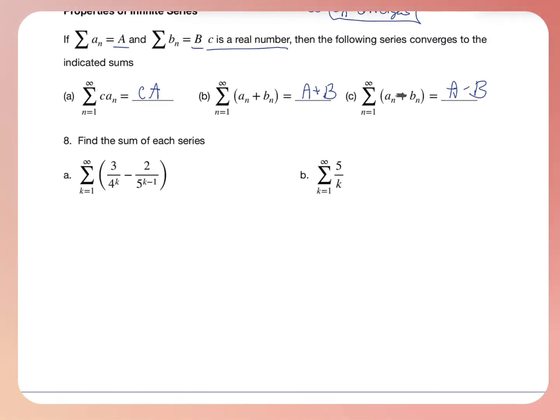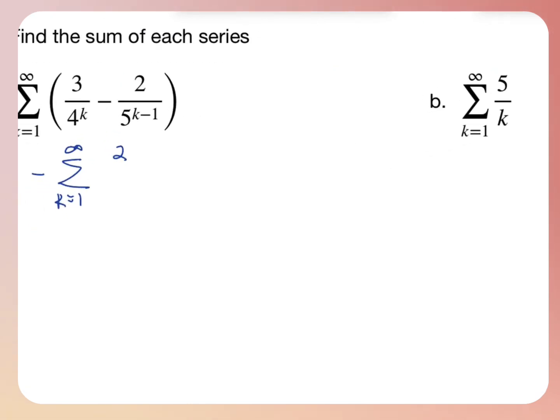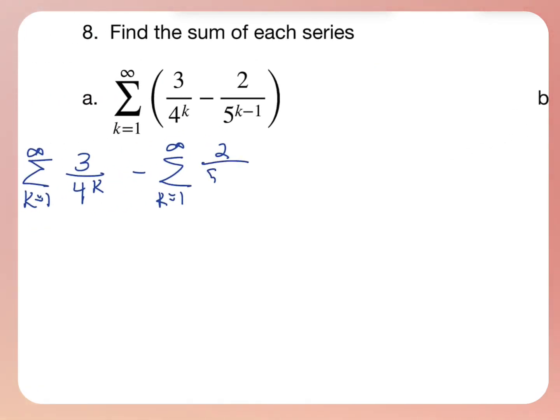So if I ask you to find the sum of the series, the summation of k equals 1 to infinity of 3 over 4 to the k, minus, now I'm going to distribute the summation, so that's minus the sum of k equals 1 to infinity of 2 over 5 to the k minus 1 power. Do you notice that this is a geometric series that we learned in our last video? I could rewrite the first in that geometric series format as the summation of k equals 1 to infinity of, bring out that 3/4, times 1 over 4 to the k minus 1 power.